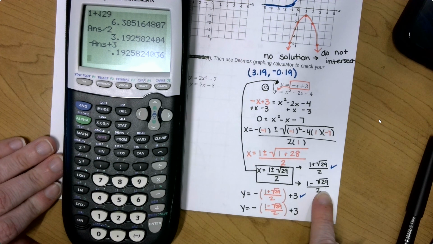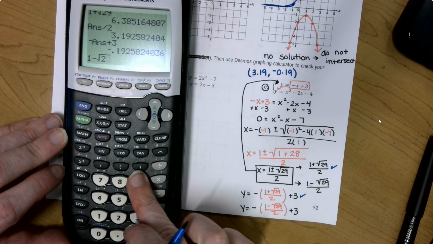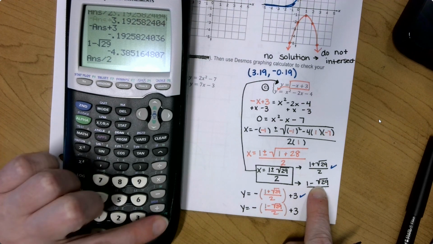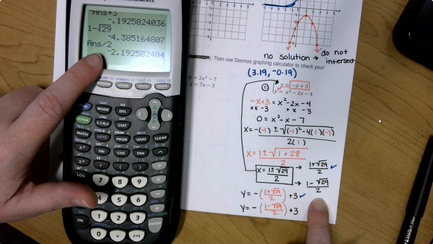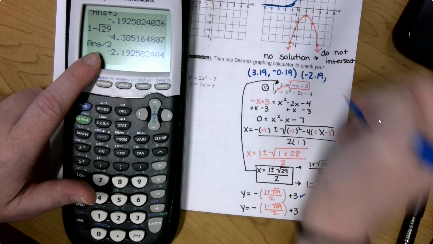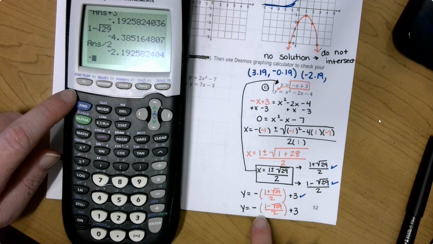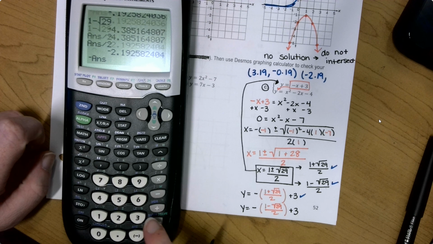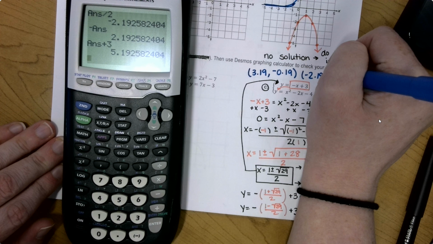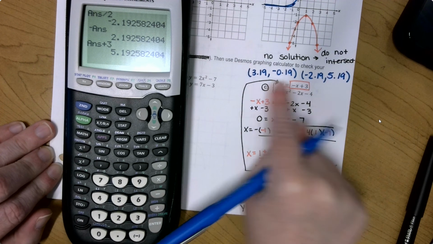Our second ordered pair, we're going to do 1 minus square root 29 divided by 2. Our second X value is negative 2.19. Okay, then over here, make it negative, negative answer, plus 3. That gives us 5.19. So it gives us two ordered pairs.